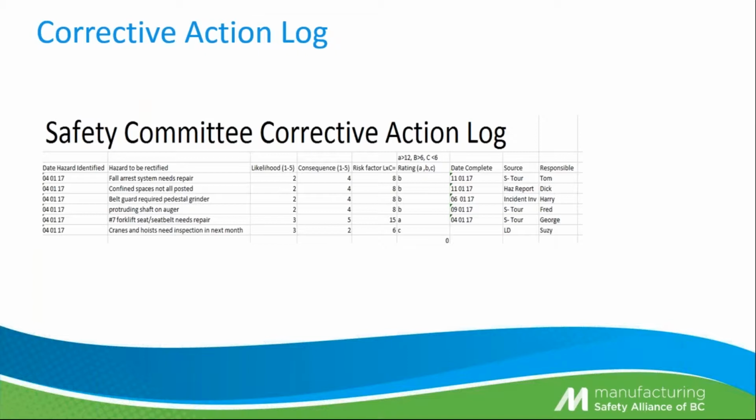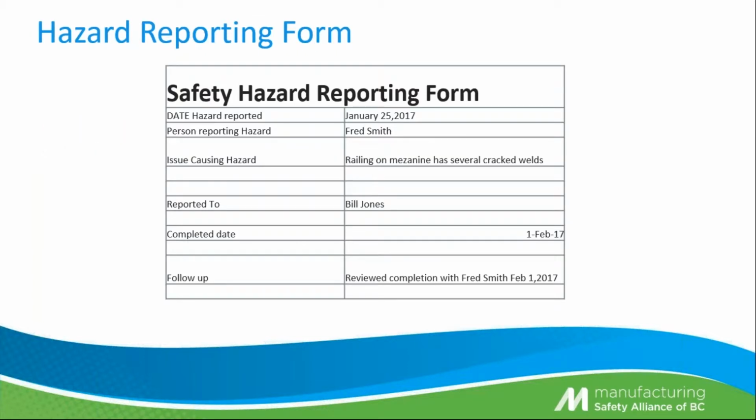The dates they've been completed, the source, whether it comes from a safety tour, a hazard report, an incident investigation, or just a person that's brought it forward, and who's responsible to fix it. By having a simple corrective action log like this, you can post this on your bulletin board and your workers can understand where their hazards that they've identified are, both how they've been rated and when they've been completed.